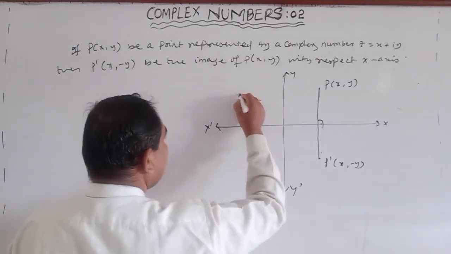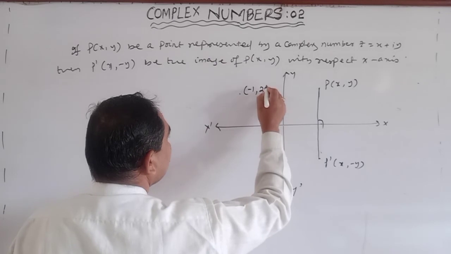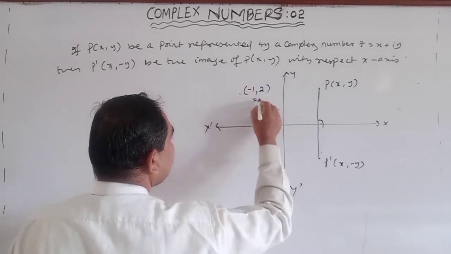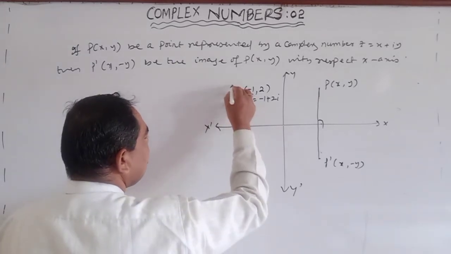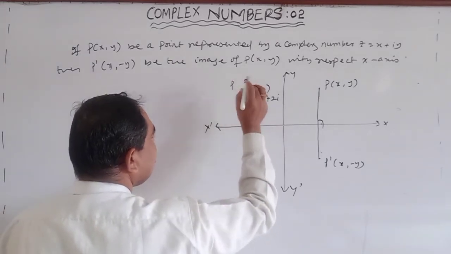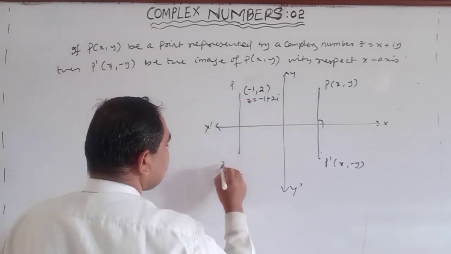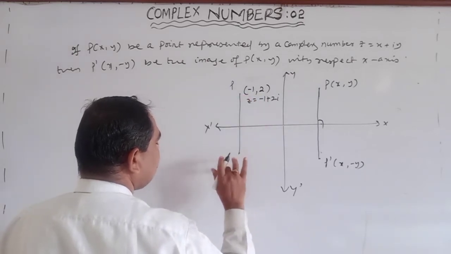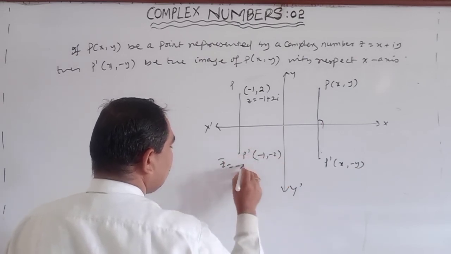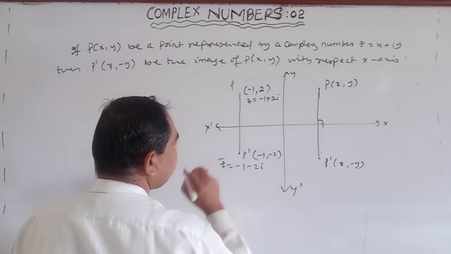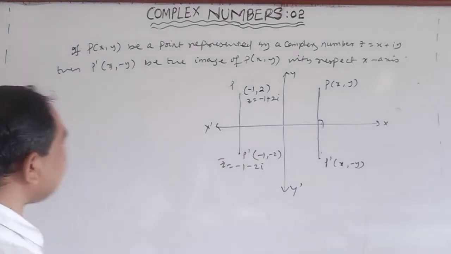Suppose this point is minus 1 comma 2. Minus 1 comma 2 means minus 1 plus 2i. This is P, so this is z. Its image is z dash, or z bar. The P dash is minus 1 comma minus 2, that means minus 1 minus 2i.